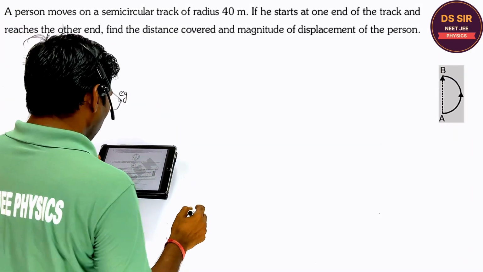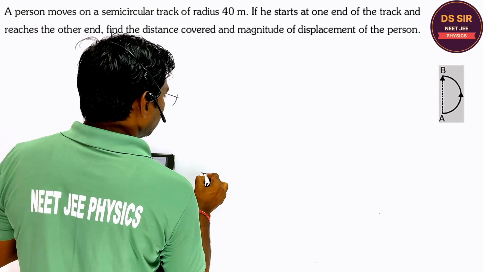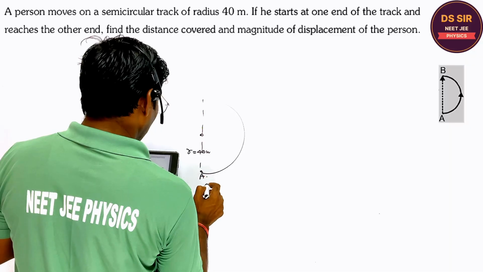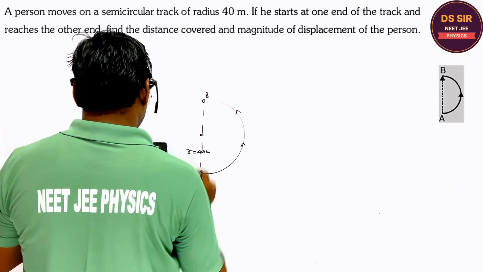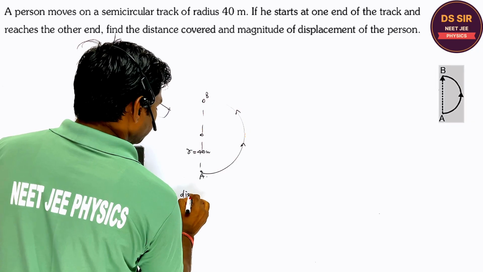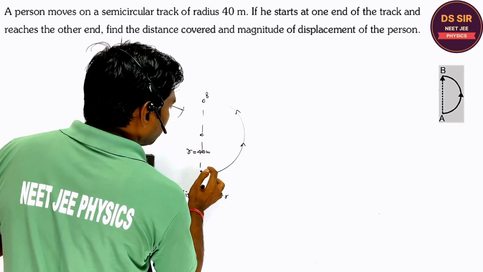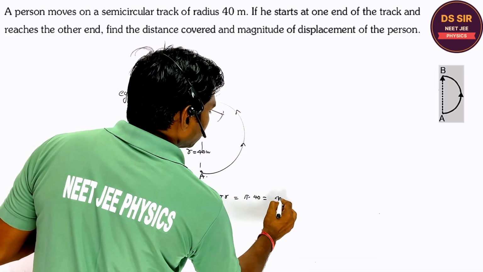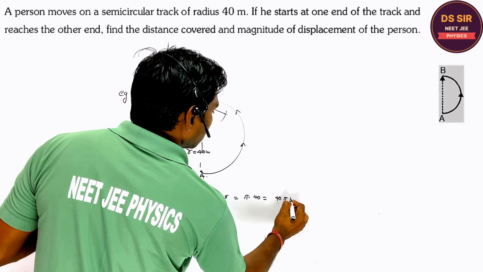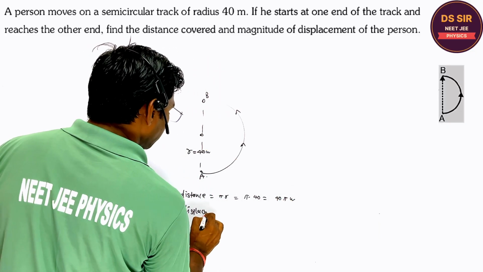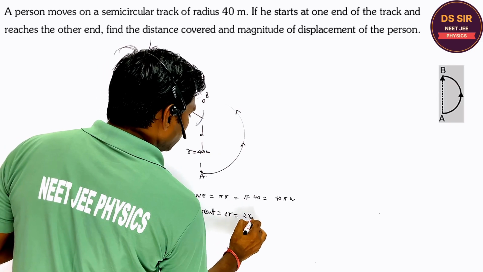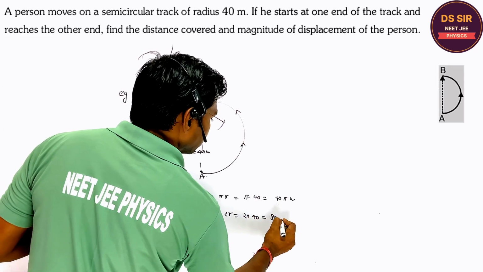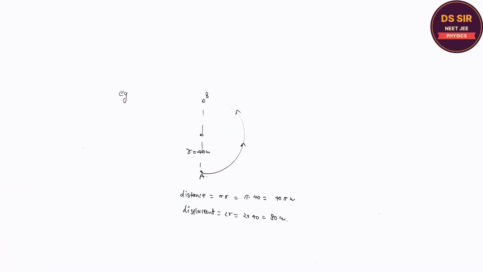So read this question. This is a simple question. A person moves on a semicircular track of radius 40 meter. This is the semicircular track. The radius is 40 meter. Starting from point A, it reaches point B. The distance is what? Say pi r, pi into 40, which is 40 pi meter. And what about the displacement? Displacement is 2r, which is 2 into 40, which is 80 meter. Fine. Copy this.